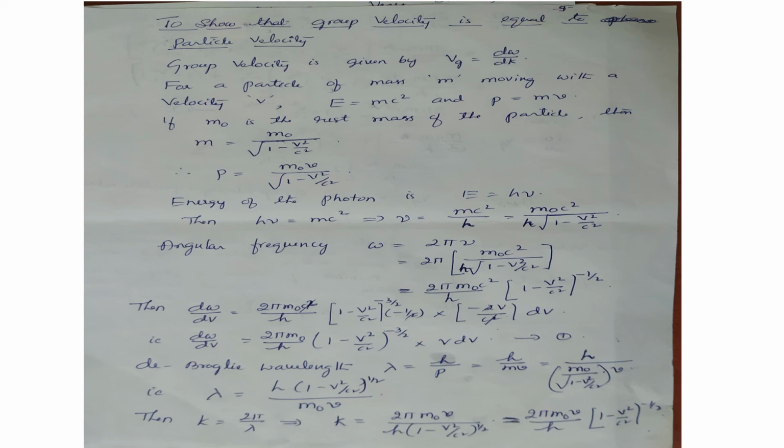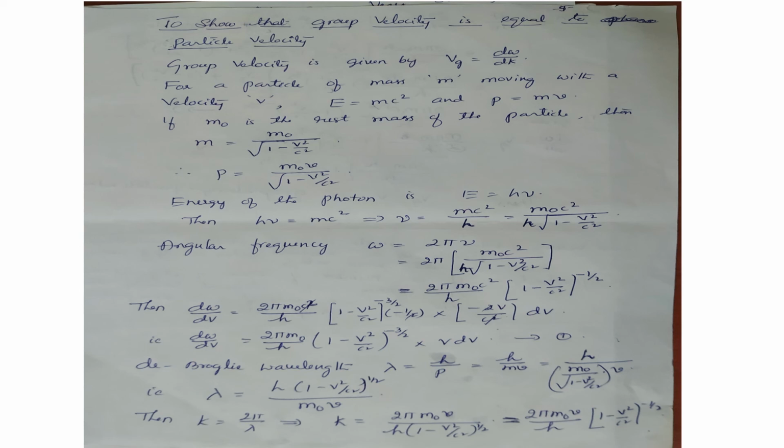Energy of the photon is h nu, E is mc square, so h nu equal to mc square. From this we get nu as mc square by h. What is m? m0 by root 1 minus v square by c square. Substitute m in terms of rest mass. So you get m0 c square by h into root 1 minus v square by c square. That is nu. Angular frequency is 2 pi nu. Therefore omega becomes 2 pi into nu, it is 2 pi m0 c square by h root 1 minus v square by c square. This is omega. Now let us differentiate omega with respect to v, that is d omega by dv. See here in the equation, 2 pi m0 c square by h is constant, keep it outside.